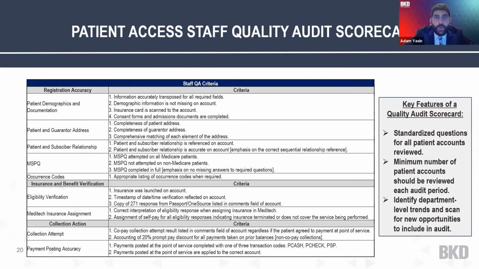So we've seen organizations use these staff quality audit scorecards to do a lot of innovative things. Maybe, we've seen an organization who really wanted to drive patients into their patient portal, and so had a big initiative on getting as many patients in the patient portal as possible. And so the patient access leader at that organization included capturing of an email address or registration in the portal as part of their quality audit, and then drove that initiative.